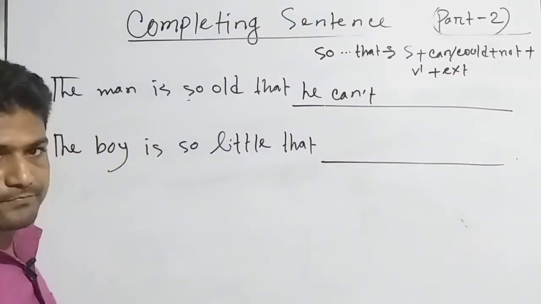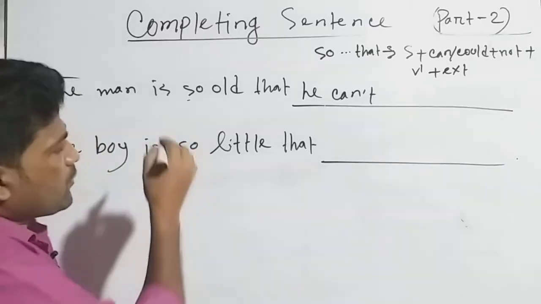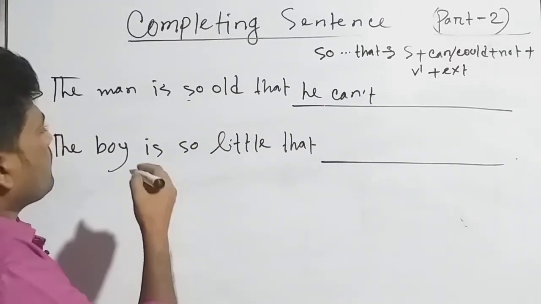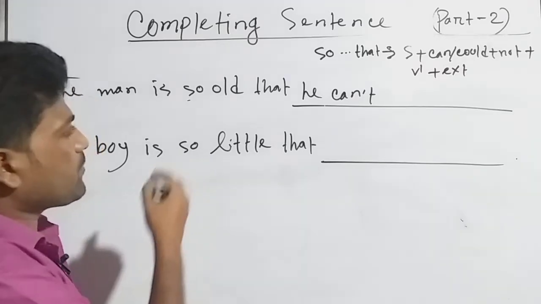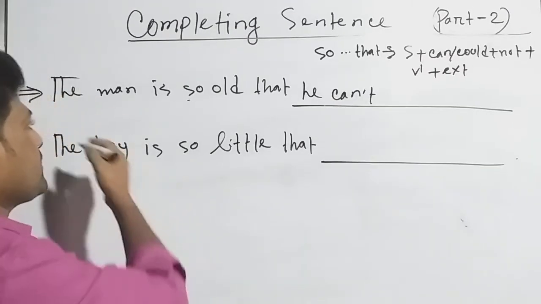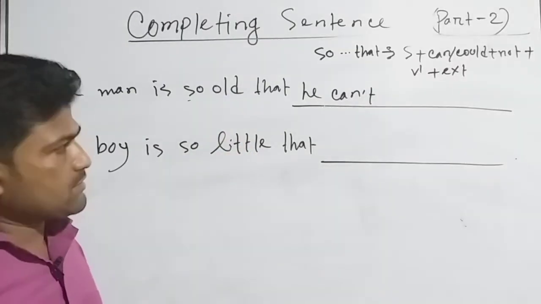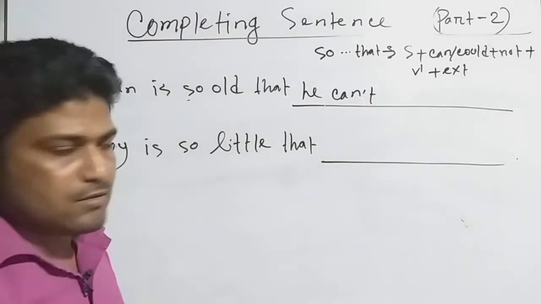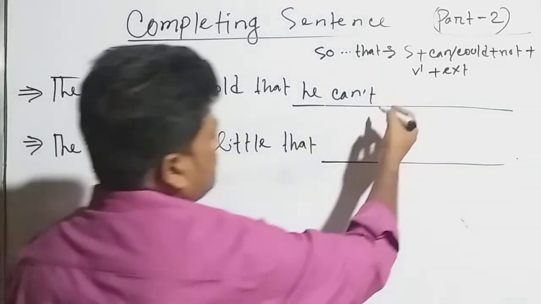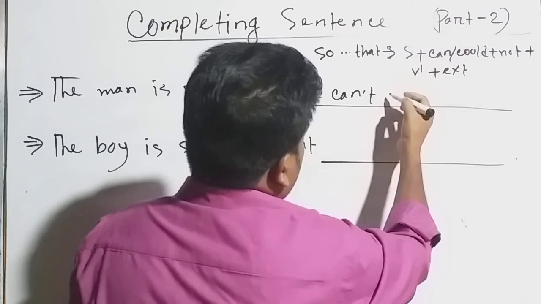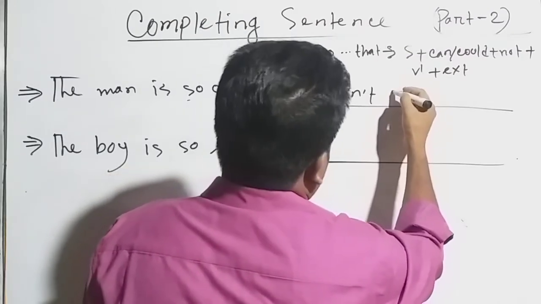He cannot. Okay, dear learners and viewers, then you have to choose a suitable verb depending on the meaning of this incomplete sentence. First you have to know the meaning. The man is so old that he cannot. What type of finite verb can we use here? He cannot work.